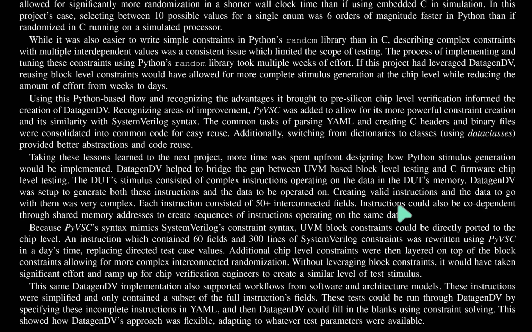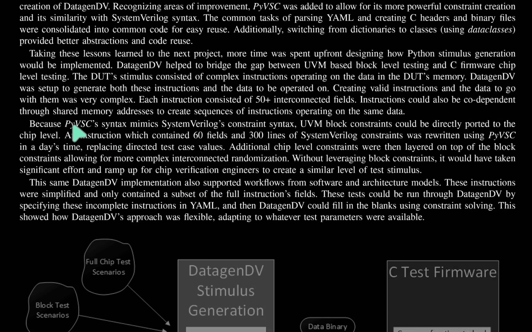Instructions could also be co-dependent through shared memory addresses to create sequences of instructions operating on the same data. Because PyVSC's syntax mimics SystemVerilog constraint syntax, UVM block constraints could be directly ported to the top chip level. An instruction that contained 60 fields and 300 lines of SystemVerilog constraint was rewritten using PyVSC in a day.